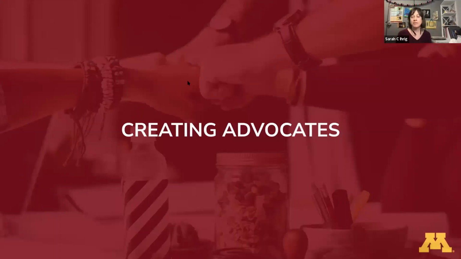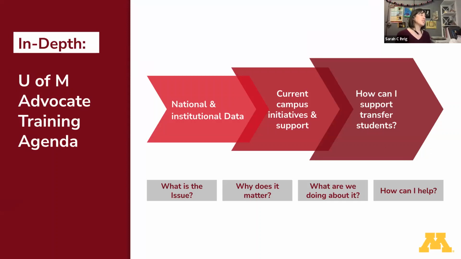So, okay, the nuts and bolts of the training. Creating your advocates. As I mentioned at the beginning, the way that the training agenda works, I like to think of it as a funnel, right? Taking people from the big picture to the campus level to what they can do specifically in their sphere. So it's national and institutional data, current campus initiatives and support, and then how can I support transfer students?